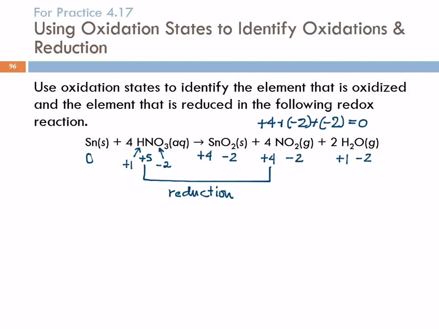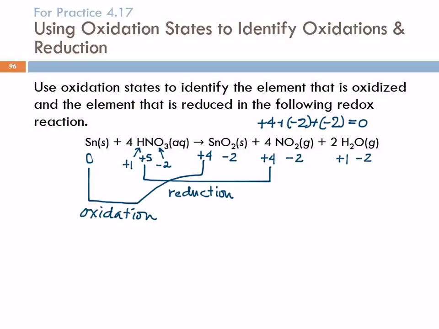So tin went from 0 to +4. It had an increase in its oxidation state. It lost electrons. And so this is the oxidation. So we look at this and we say that the tin is being oxidized and the nitrogen is being reduced.